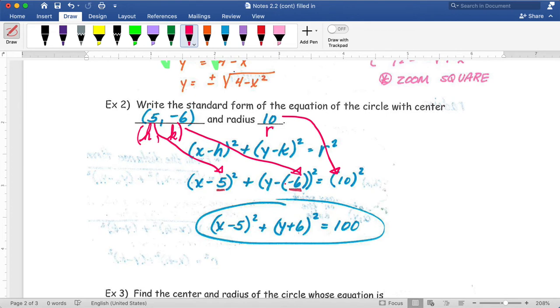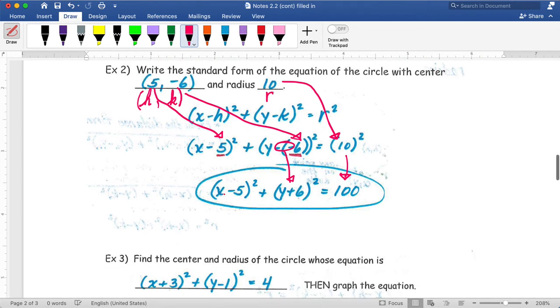When you have a double negative, it really means the opposite of that sign. Okay, this is x, the opposite of 5 would be -5. That's why it turns out to be x minus 5. So remember, clean up this double negative into a positive, and always square this out. Okay? So here I can clearly see my center is 5, -6, and my radius is 10.